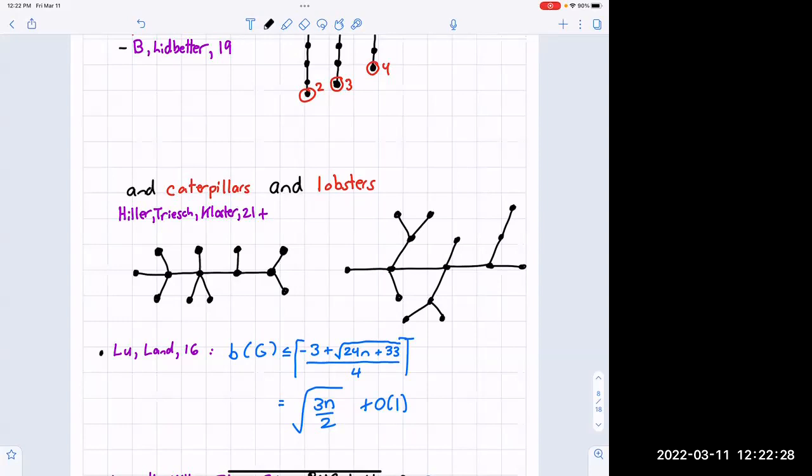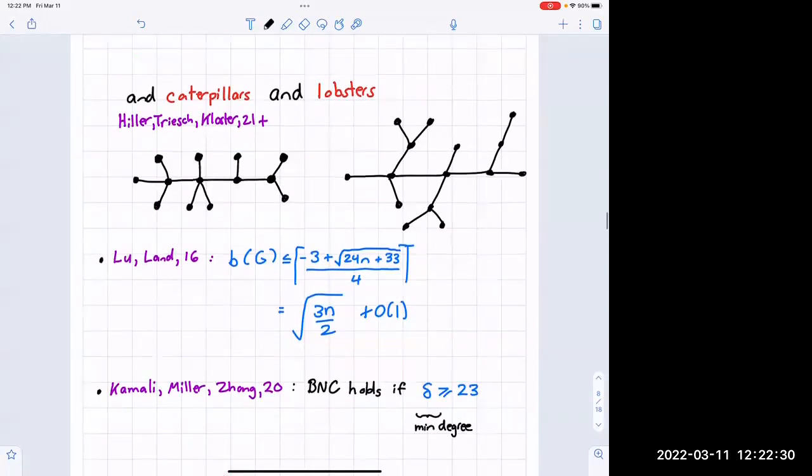So the best known bound that was around for some time was due to Liu and Lan, who proved the following: the burning number is at most the ceiling of (-3 plus the root of 24n plus 33) over 4. That just reduces down to essentially root of 3/2 n plus an additive constant. So this was the best that we could do up until what I'm going to tell you today.